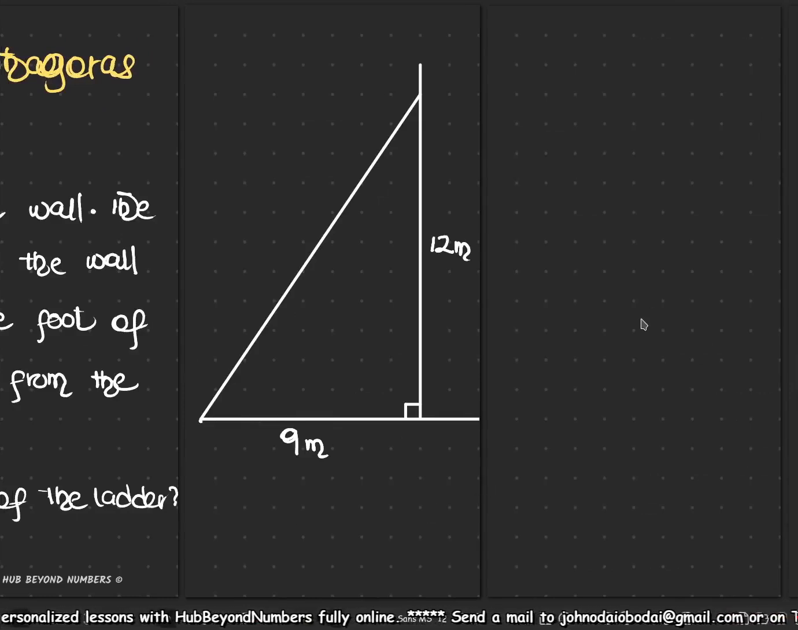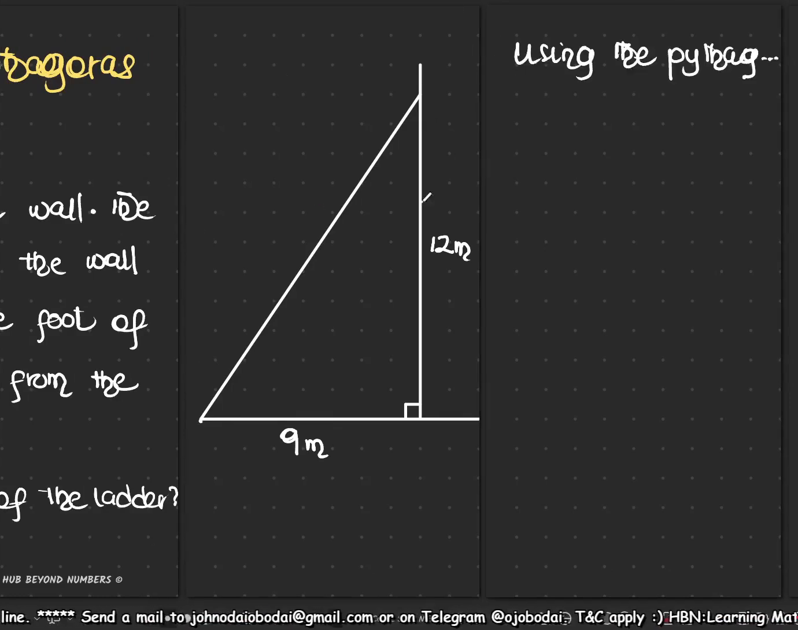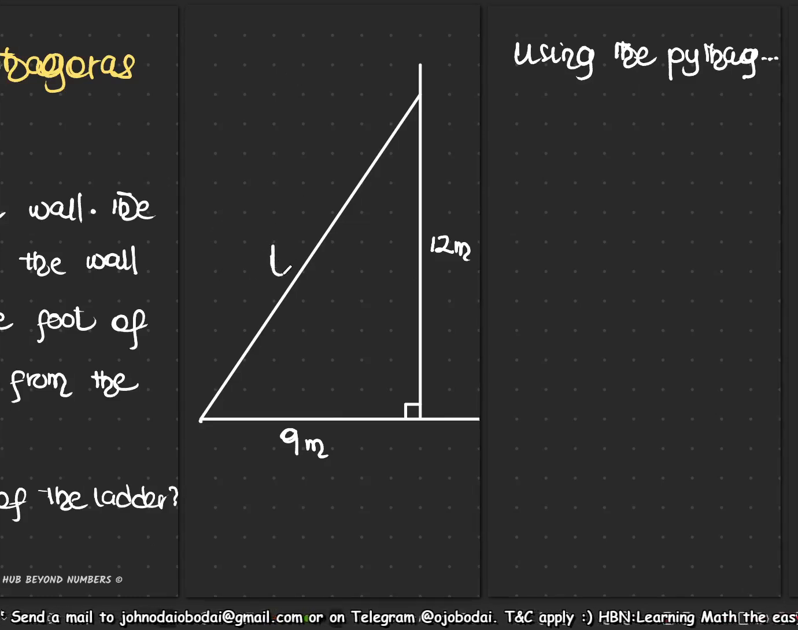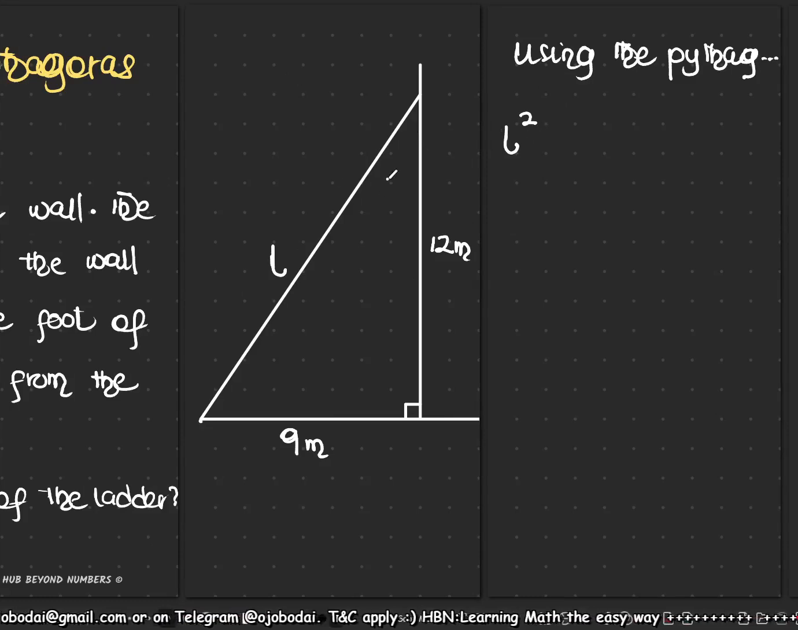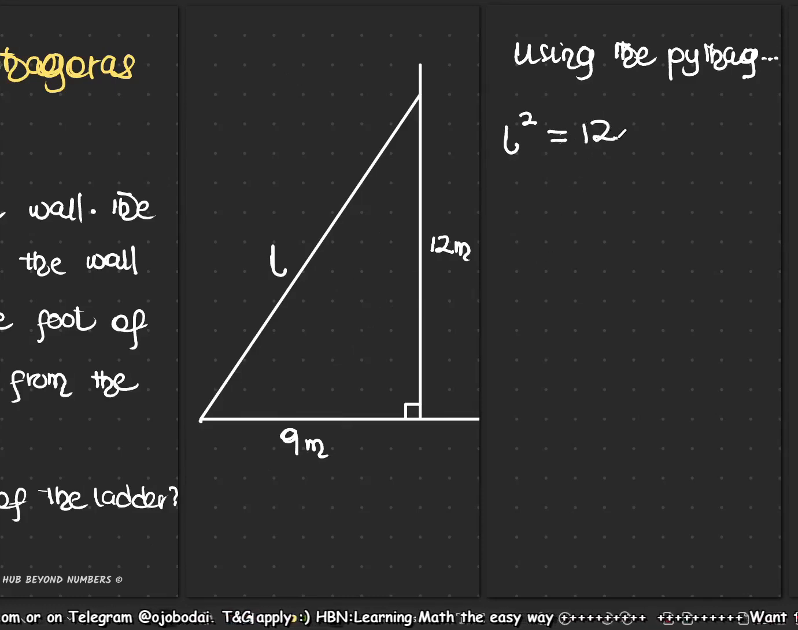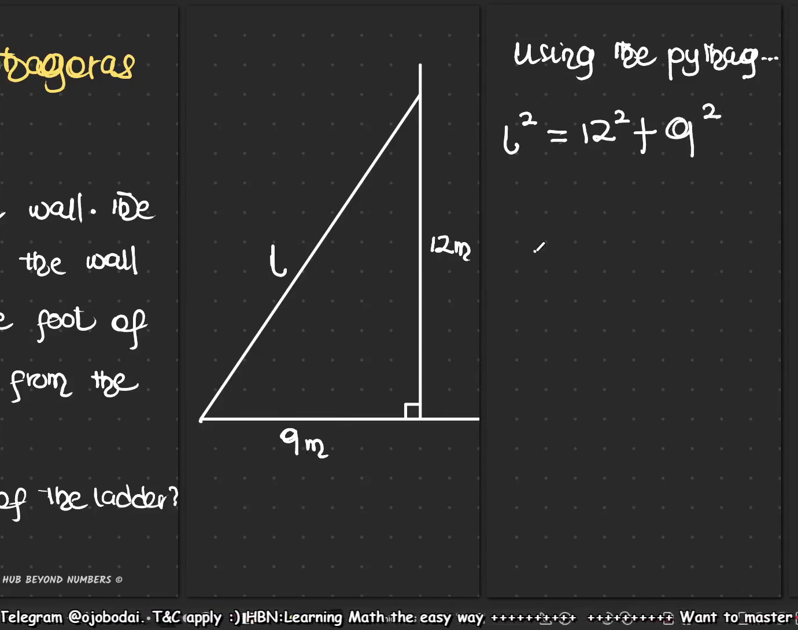So how then do we calculate the length of the ladder? Using the Pythagoras theorem we learned in our previous video. If we want the length of the ladder to be L, then we know that the length of the ladder squared, which is now the hypotenuse, the slanted side, which is always the longest, is equal to the sum of the squares of the other two sides. And that is 12 squared plus 9 squared.